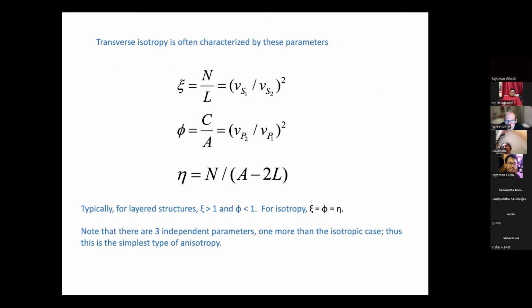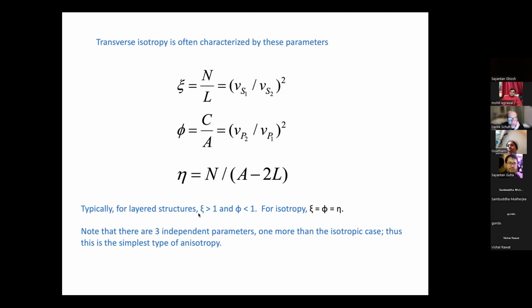Transverse isotropy is often characterized by these parameters, eta, phi, and I forget what this term is called. Does anyone know what this Greek letter is called? I think it's zeta. Yeah, it is zeta. Okay, so this is zeta, phi, and eta.